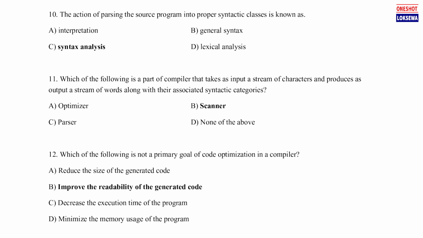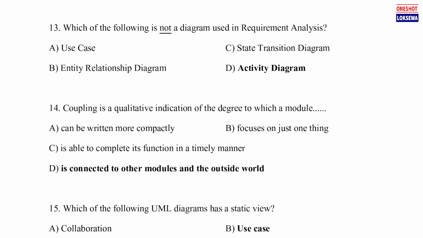12. Which of the following is not a primary goal of code optimization in a compiler? A. Reduce the size of the generated code, B. Improve the readability of the generated code, C. Decrease the execution time of the program, D. Minimize the memory usage of the program. 13. Which of the following is not a diagram used in requirement analysis? A. Use case, B. Entity relationship diagram, C. State transition diagram, D. Activity diagram.